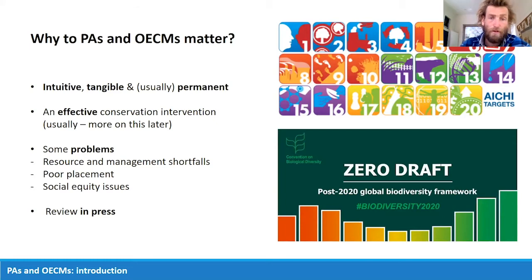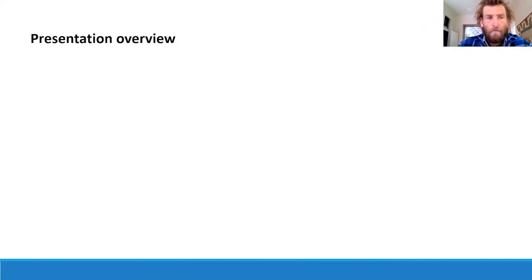So we've got a review in Nature that's in press coming out. We're not sure yet, but yeah, we'll be able to talk about the results today, which is exciting. As a bit of an overview, I'll first talk about the performance of protected areas in the last decade.